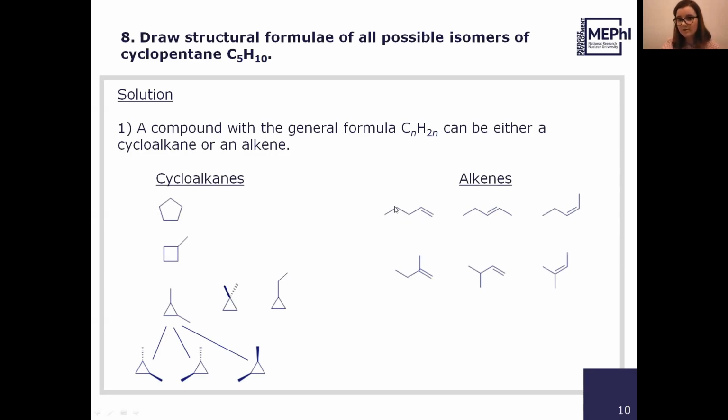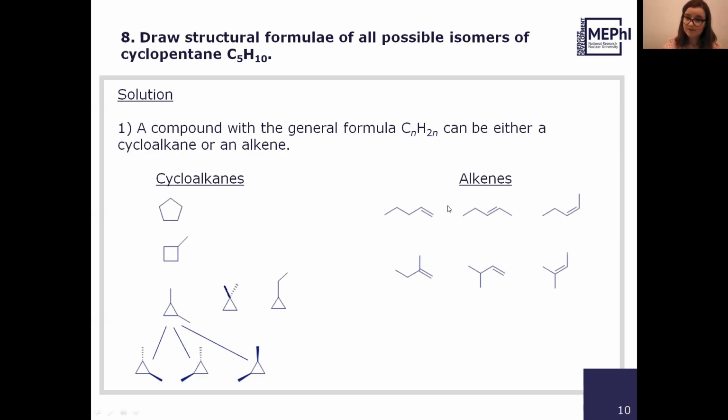First, let's consider the first line. Well, in all these structures, there are 5 carbons in the chain without any substituents. But in this structure, the double bond is between the first and the second carbon atoms. And in both these structures, the double bond is between the second and the third carbon atoms. Here as well, between the second and the third carbon atoms.